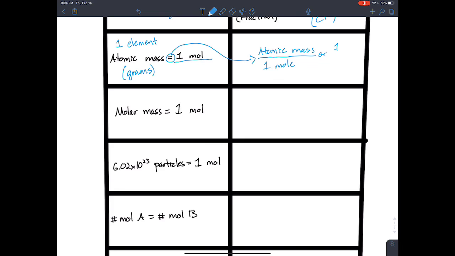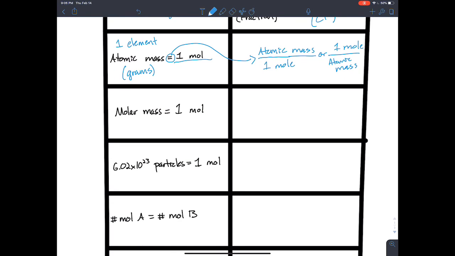Or 1 mole per atomic mass. So it's interchangeable. It's a conversion factor. You have your atomic mass equals 1 mole, and 1 mole is going to be the atomic mass. So if you have something that has an atomic mass of 20, and I say you have 2 moles of it, that means you have 40 grams. If I say you have something with an atomic mass of 20, and you have 60 grams of it, then you have 3 moles.